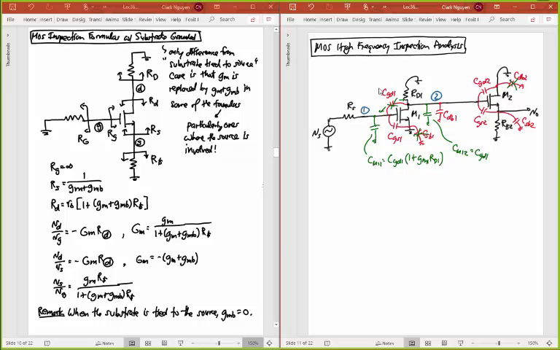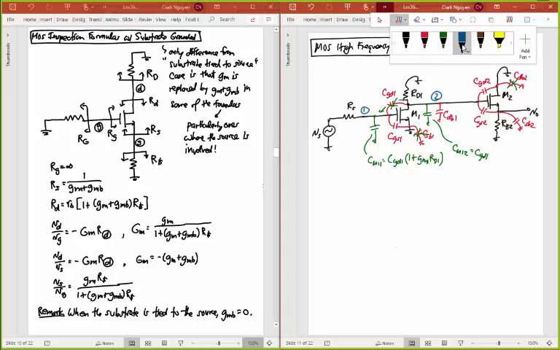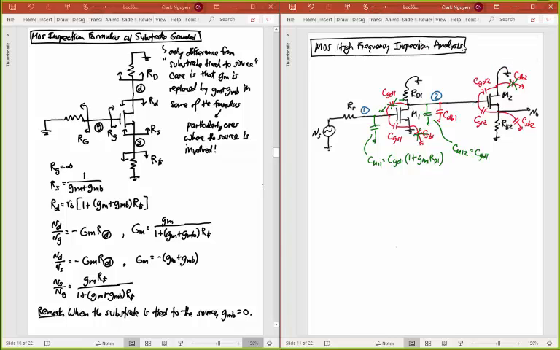Let's now go ahead and do the total analysis. I'll go for blue in this case. And so I want my first time constant at node 1. That's going to be all that capacitance in shunt with node 1. So I can see that I have a CGS1. That is this capacitance going to ground right there.